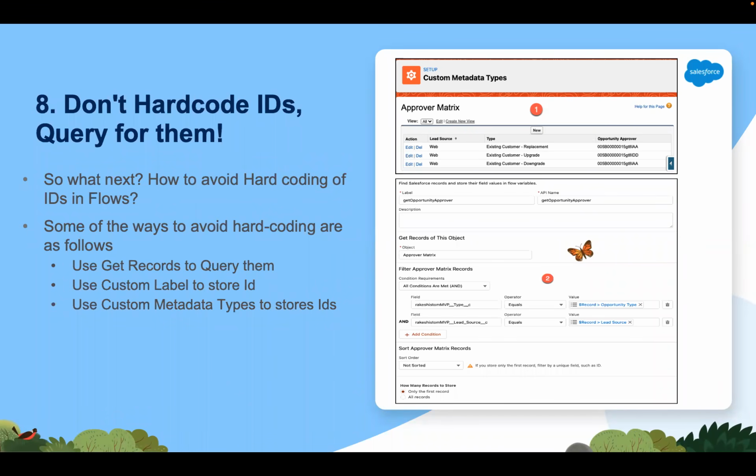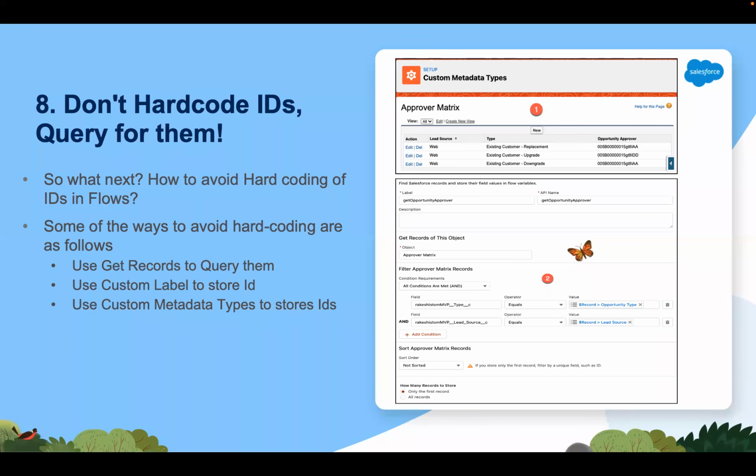Business said that for right now, for 2 weeks until we come back, if lead source is web and type is existing customer replacement, then send the opportunity approval to Andy Smith. Right now we are sending it to Andy Smith, but it can change at any point of time. This is hard coding, but we don't want to hard code such things in Salesforce Flow, because anytime it changes, you have to go to the Salesforce Flow and change it.